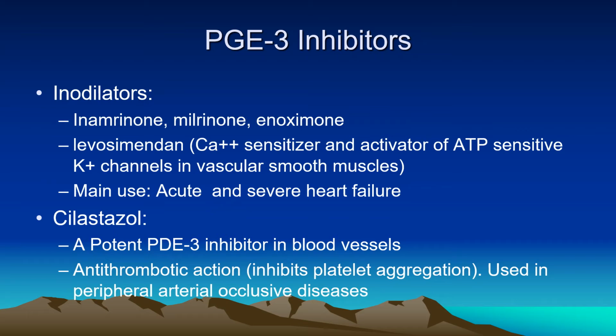Now, another drug in this class, that is PDE3 inhibition, is cilostazol, which has a predominant vascular action, not cardiac action. This drug is a potent phosphodiesterase inhibitor in the vascular smooth muscles. Therefore, it causes vasorelaxation. It has antithrombotic action because it inhibits platelet aggregation also. Currently, it is used in the treatment of peripheral arterial occlusive diseases, and it has also been tried in stroke.